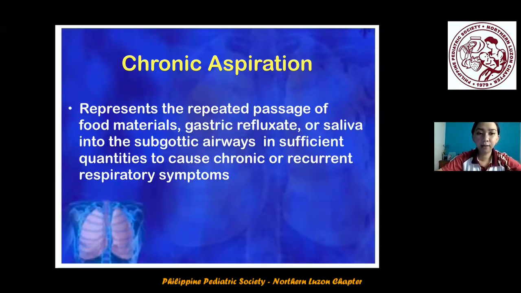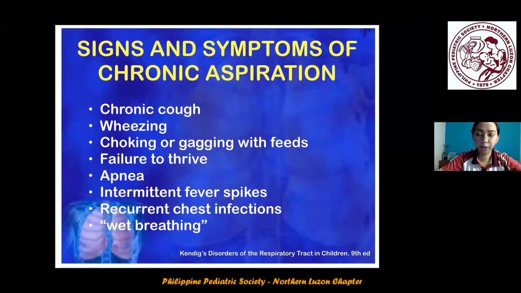And these are the signs and symptoms of chronic aspiration. We actually see patients with chronic cough. Sometimes there's wheezing, there's choking or gagging with feeds, there's failure to thrive, there's apnea in some cases, there's intermittent fever spikes, recurrent chest infections, and they report wet breathing.